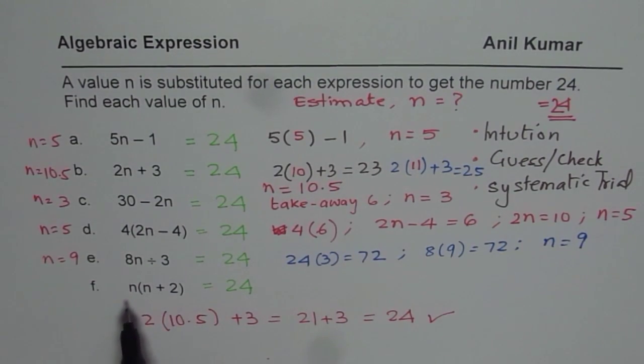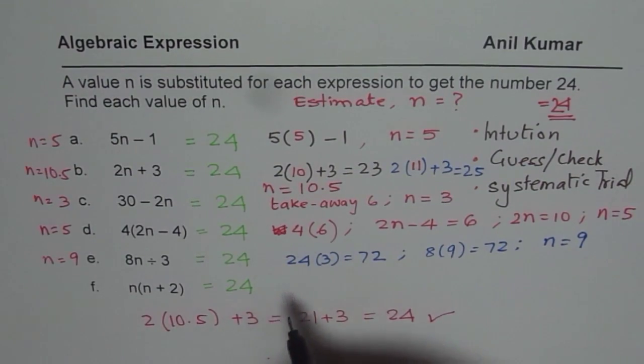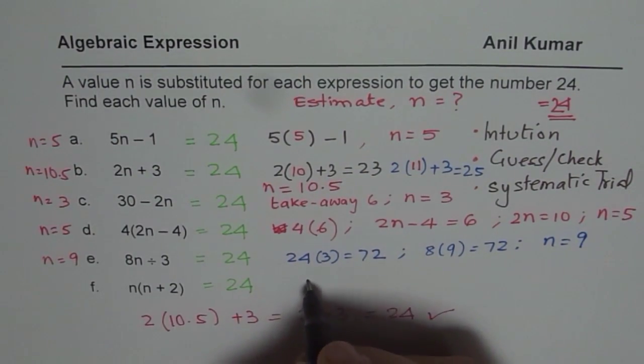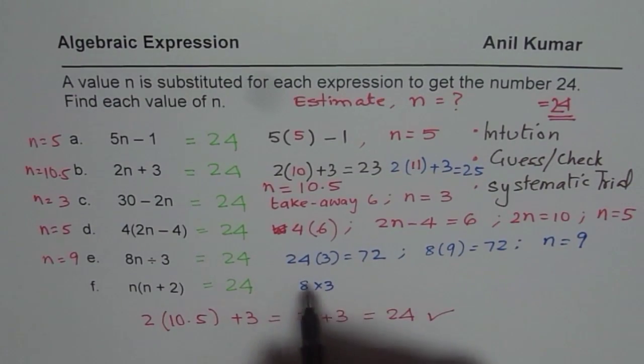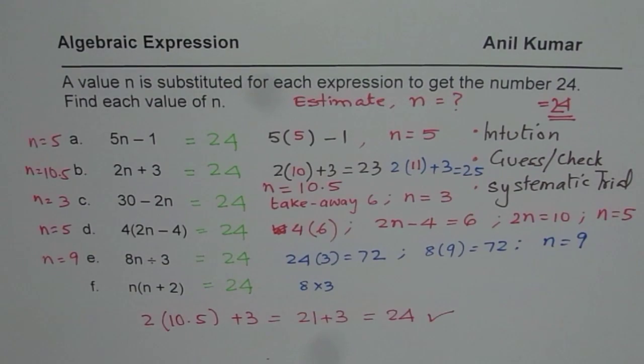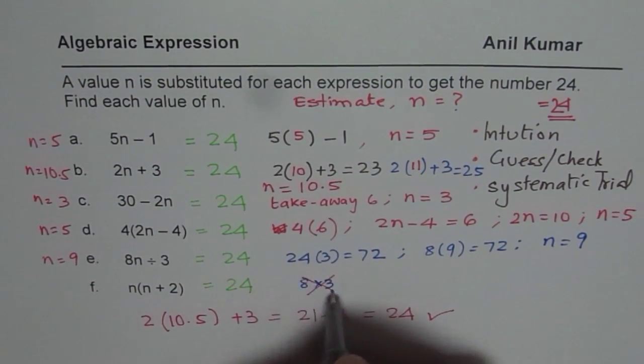The last one here is n times n plus 2 is 24. That means the product of two numbers is 24. And these two numbers are, one number is 2 more than the other, right? Okay, we could also say the product of two close numbers. So 24 is what? You can find factors. So 24, we know 8 times 3 is 24. Well, the difference between them is not 2, so it doesn't work, right? So we say, well, this is not working for us.